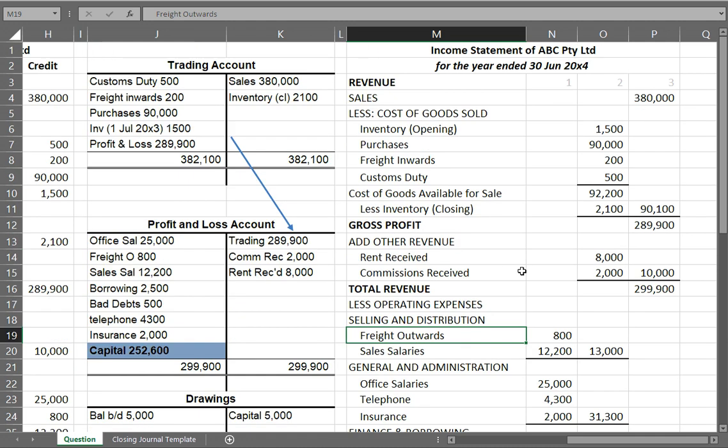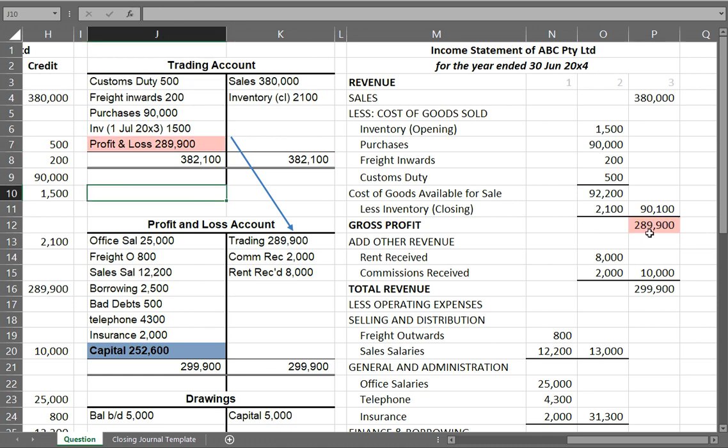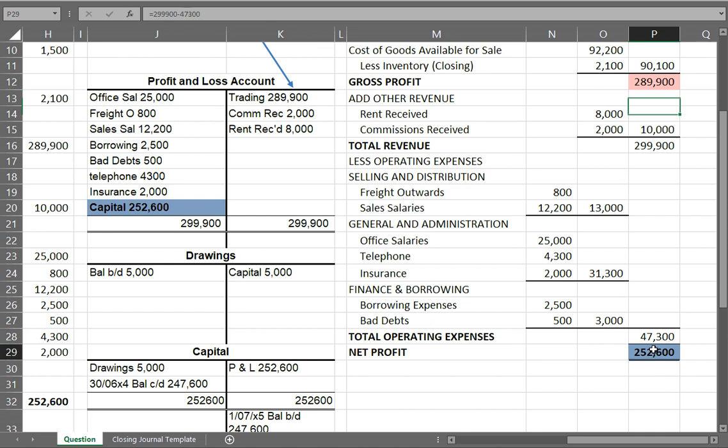And also have a look at this gross profit and the final amount on trading account. So that's how we calculate gross profit, and that's how we calculate net profit.